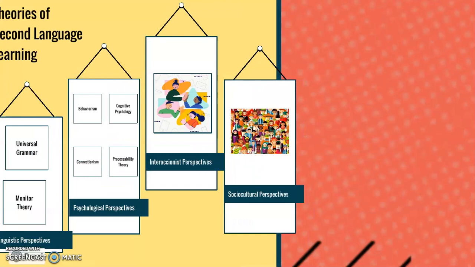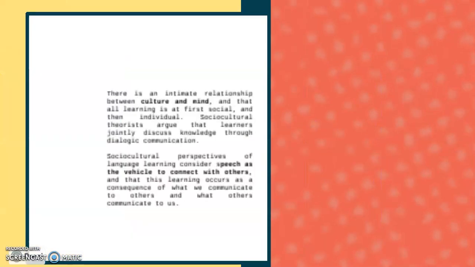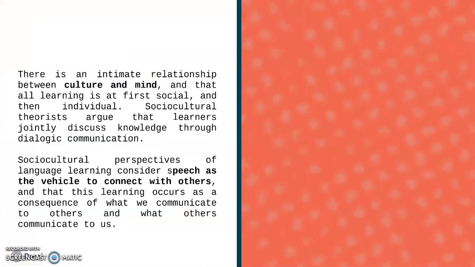And the last of these perspectives is the sociocultural perspectives. There is an intimate relationship between culture and mind, and all learning is at first social and then individual. Sociocultural theorists argue that learners jointly construct knowledge through dialogical communication. Sociocultural perspectives of language learning consider speech as the vehicle to connect with others, and that this learning occurs as a consequence of what we communicate to others and what others communicate to us.